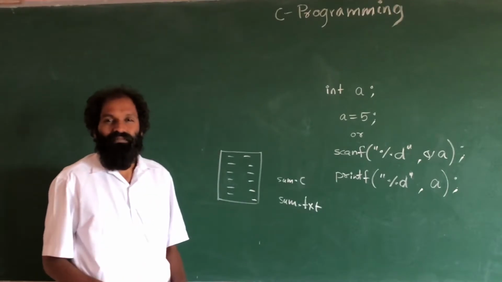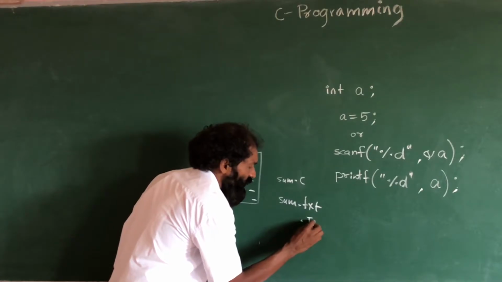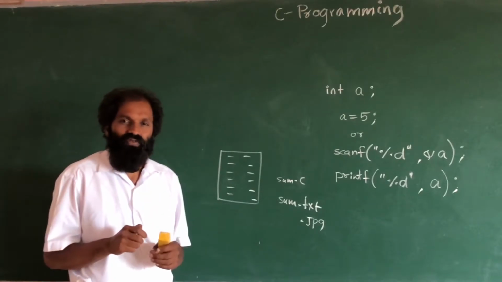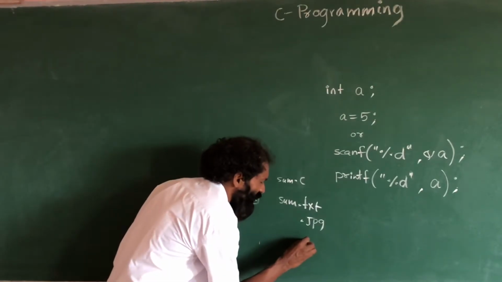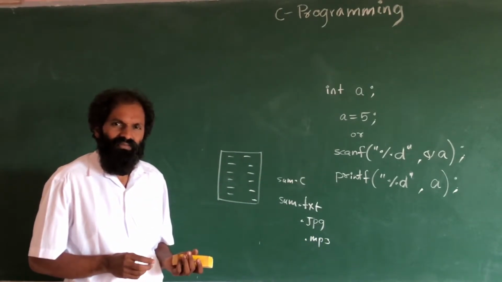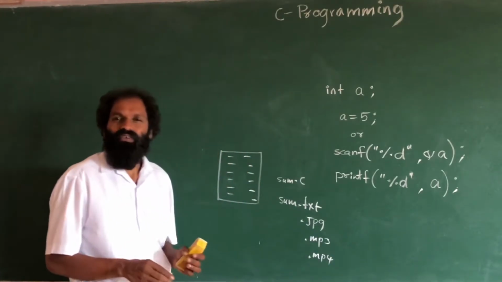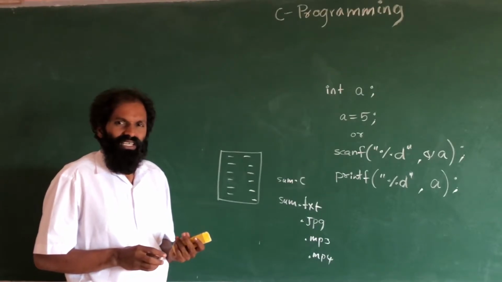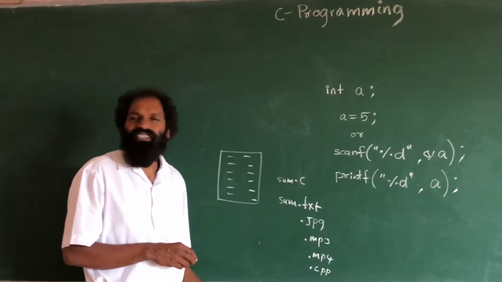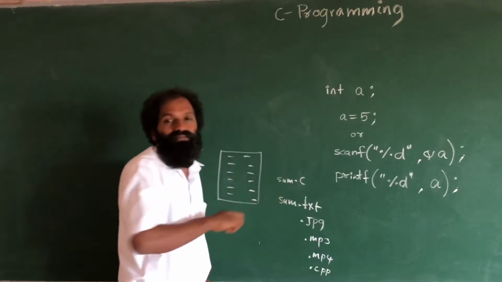it means a text file. If it is something like .jpg, it means a picture, a photo. If it is something like mp3, it means a song, an audio song. If it is something like .mp4, videos. If it is something like .cpp, it means C++. If it is .java, it means a Java program. These are called file extensions.